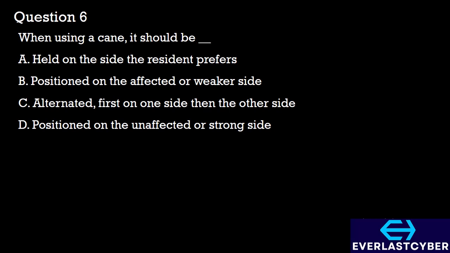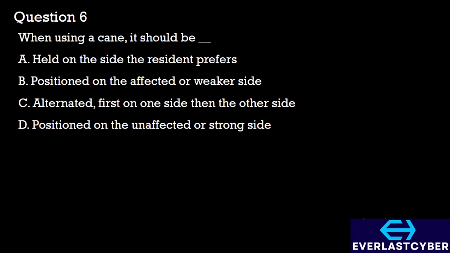In option A, while the patient may have a preference, it is recommended that the cane be held on the unaffected or strong side for maximum stability and support. In option B, the cane should not be positioned on the affected or weaker side because doing so will not provide the necessary support for the weaker leg and it could worsen balance issues.